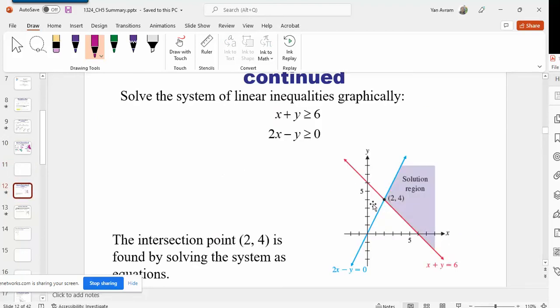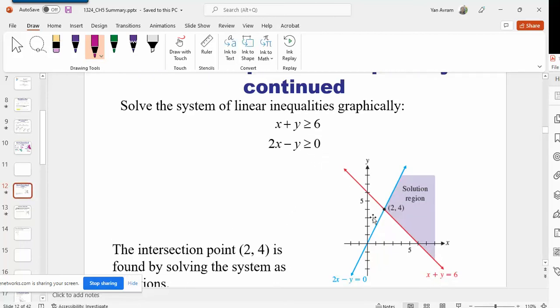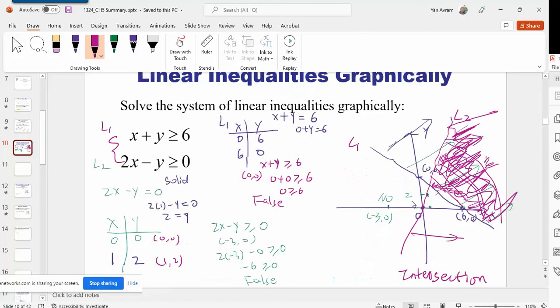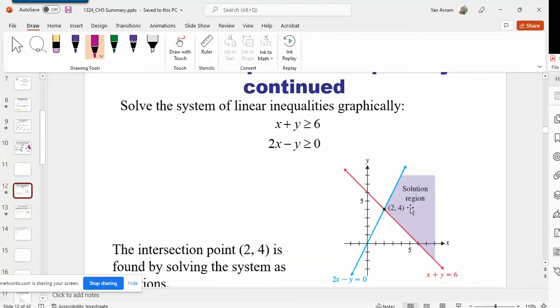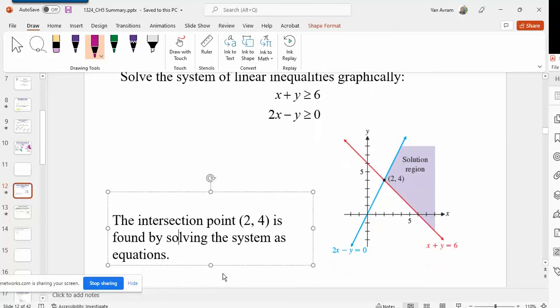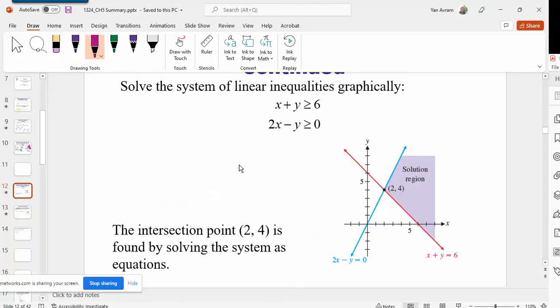Alright, if you look at this one right here, it's a little bit clearer, but it's the same one we had earlier, okay? And how do we know we have an intersection? I just graph this one right here, right? And if I graph this one, we have one intersection point. So how do I find this intersection point? The intersection point is found by solving the system of equations, right?